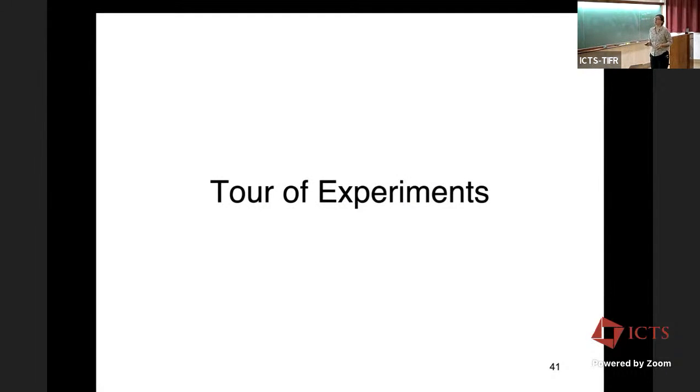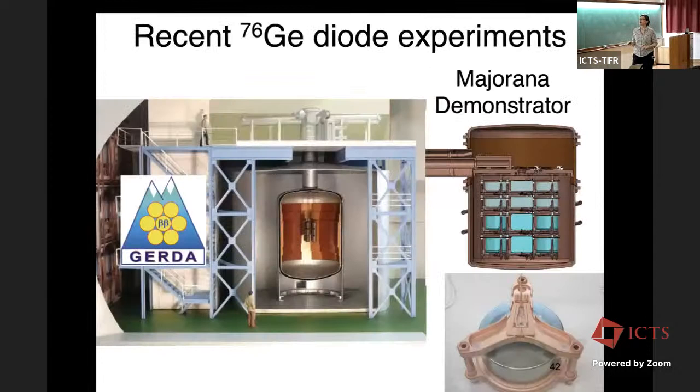So I'm going to start a little tour of the experiments, which I'm sure you're all very excited about. I'm going to go through a long list of experiments, but I'll continue this tomorrow as well. But let's just take a look at those germanium diode experiments that ruled out the Heidelberg-Moscow experiment. So this is Gerda.